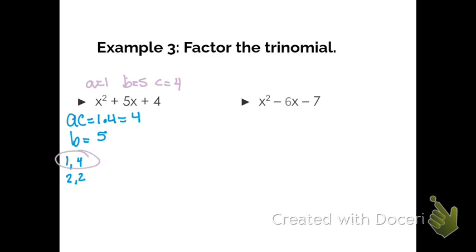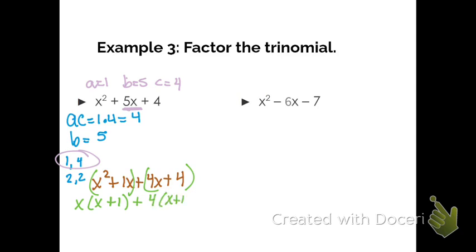Well, that's 1 and 4. Those add up to 5. 2 and 2 adds up to 4. So now I'm going to replace the middle term with the 1 and the 4. So I rewrite that as x squared plus x plus 4x plus 4. And then I group the first two items together and the second two items, and now I treat this as two mini GCF problems. So x squared plus x has a GCF of x, and 4x plus 4 has a GCF of 4.